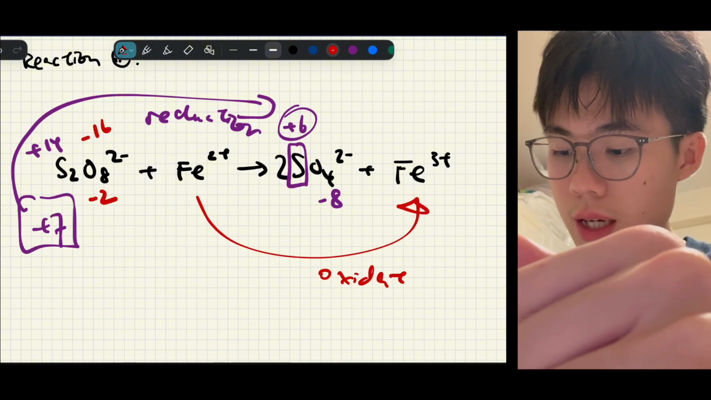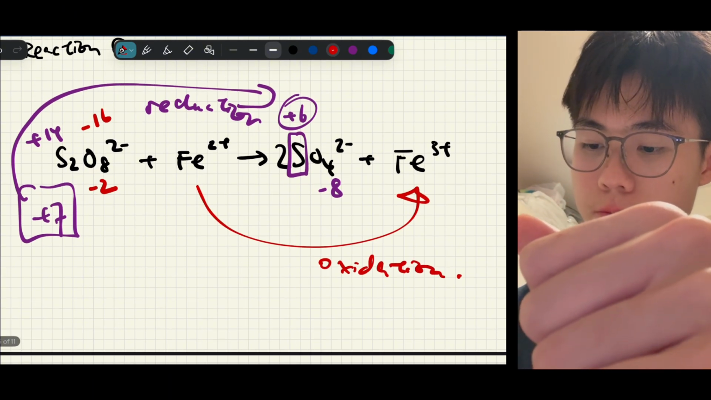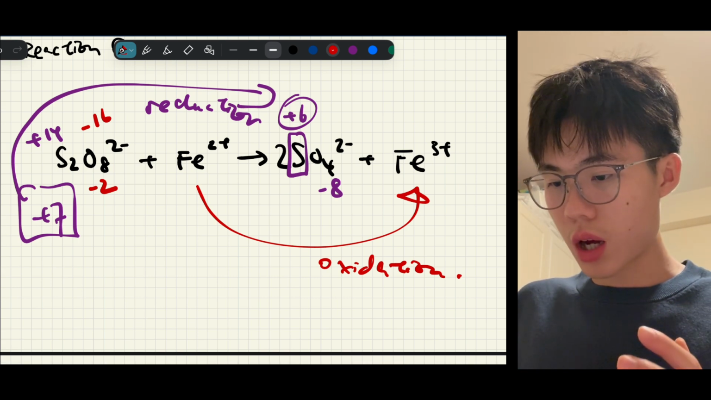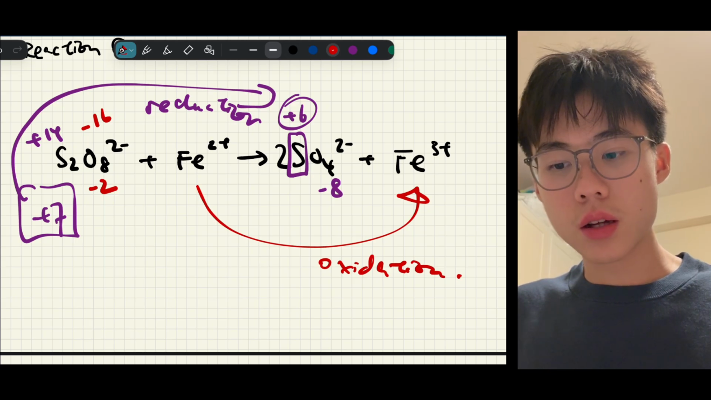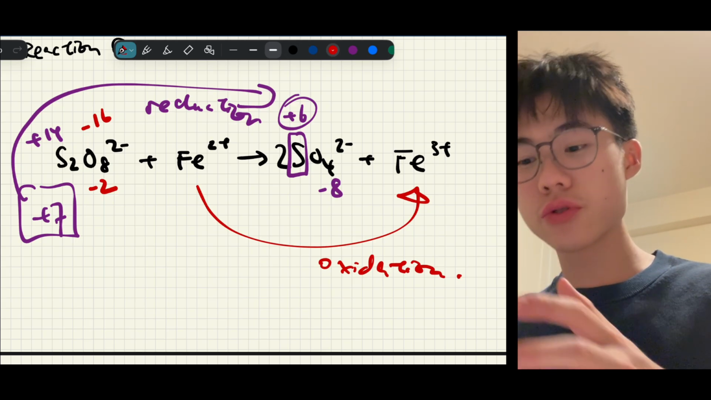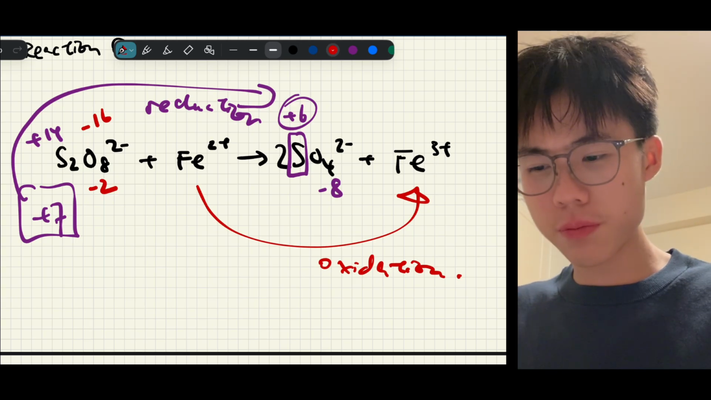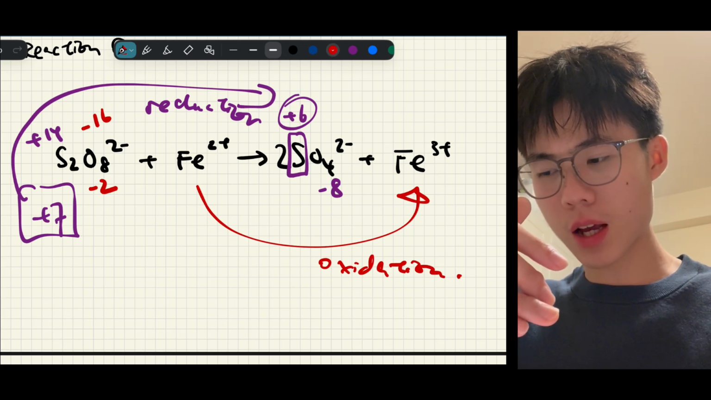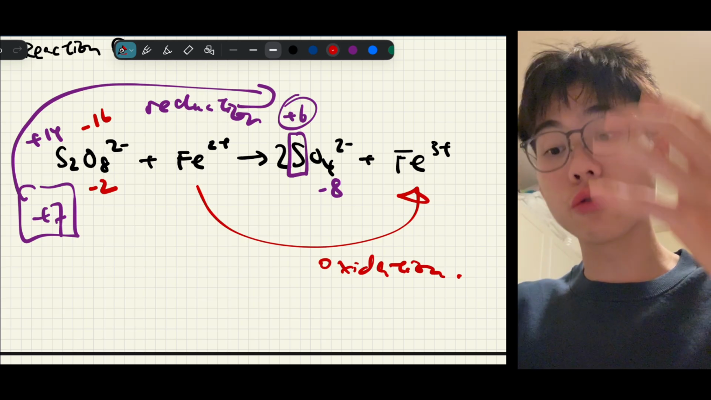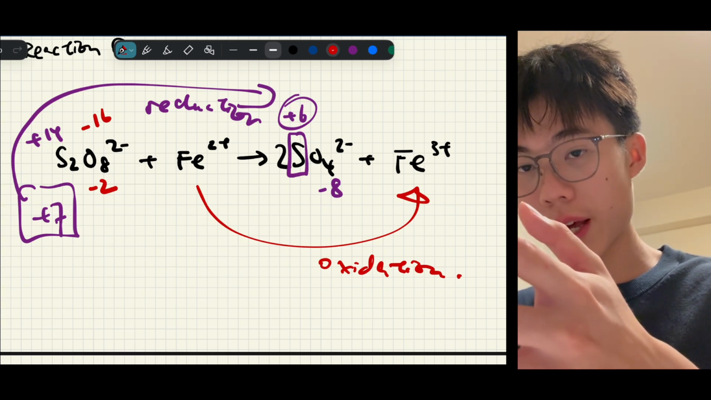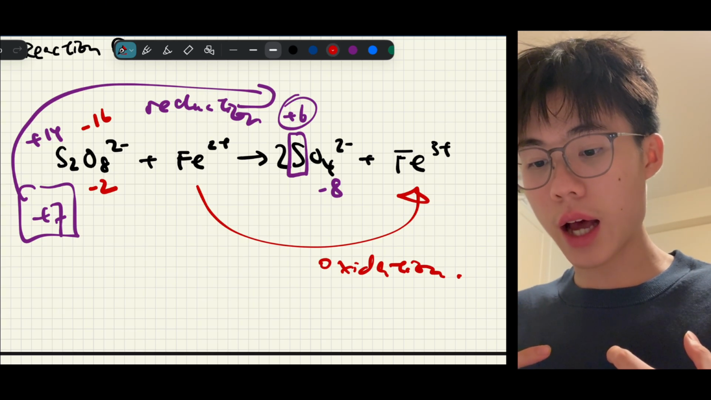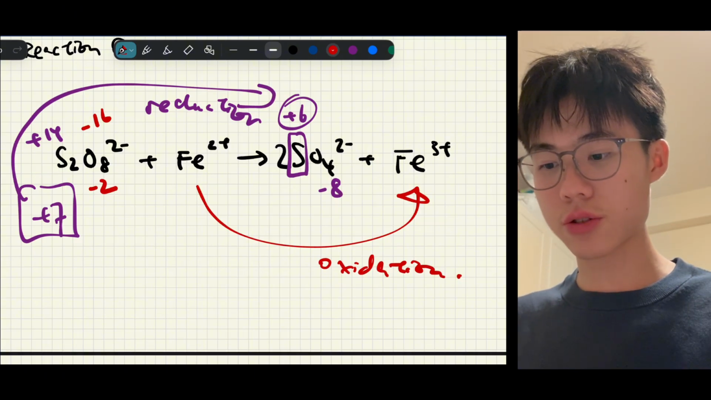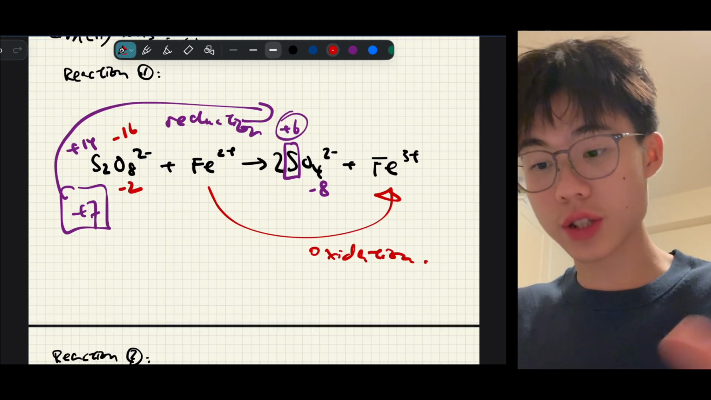Oxidation has happened. Within the reaction, let's separate it into two different groups. The sulfur group has undergone reduction, so there's electron donation. It has gained electrons, and iron has given away the electrons for the sulfur compounds to gain. So this is the exchange that has happened.